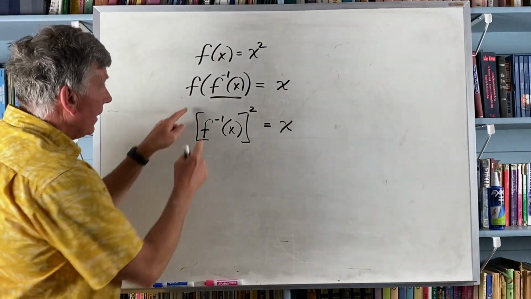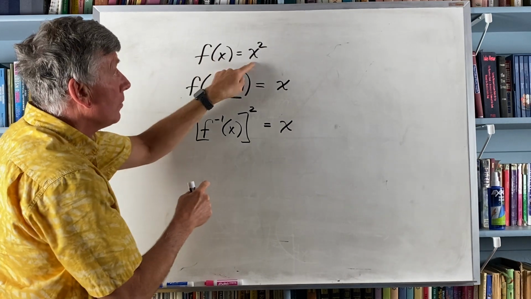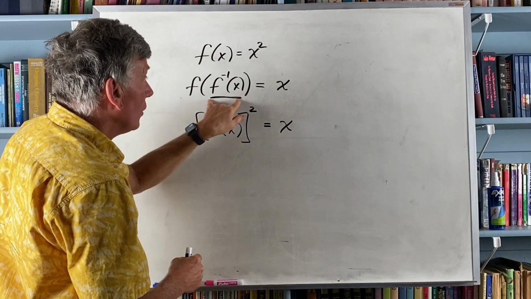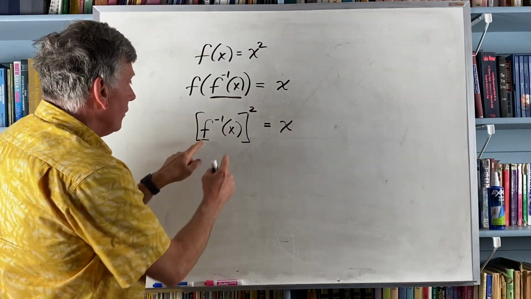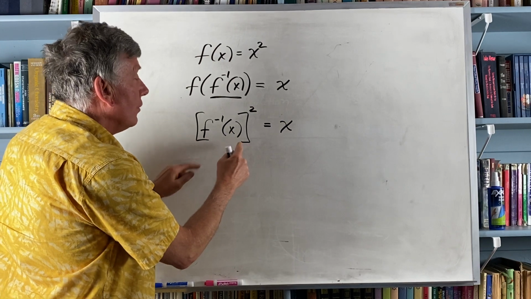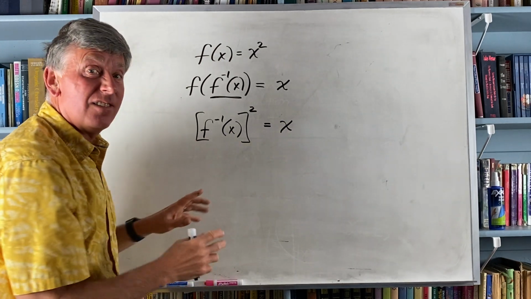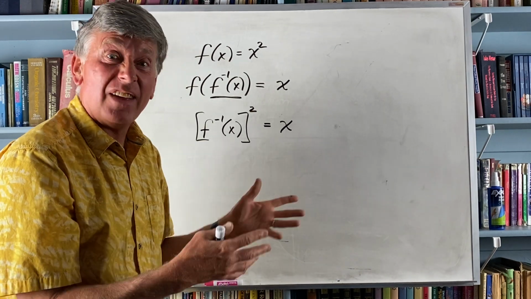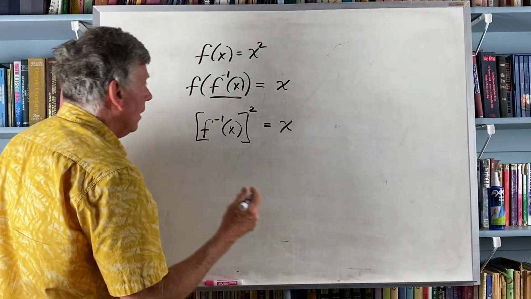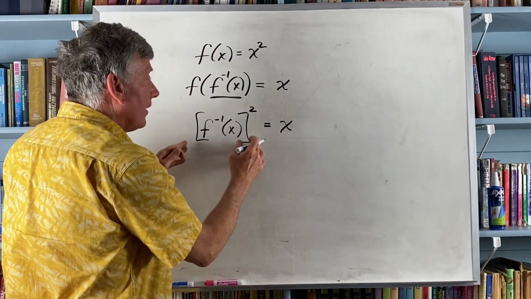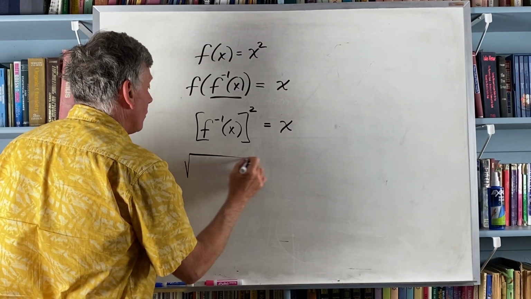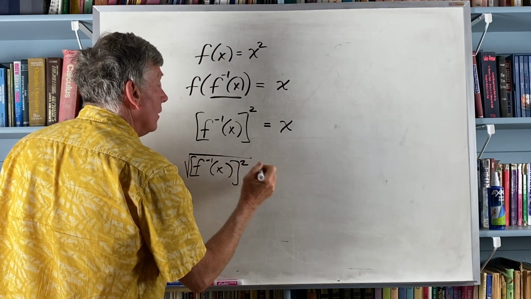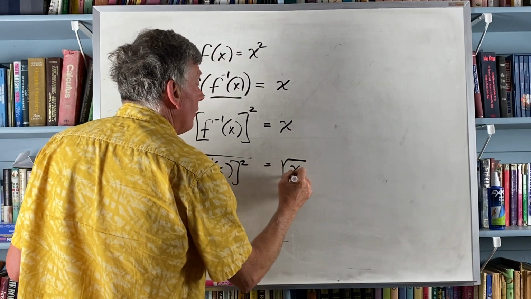So again, f tells me to square it. Whatever's in this slot gets squared. So f inverse of x is what's in the slot. I'm going to square it, and when I do that, I'm going to get x, because that's what that inverse relationship does. f of f inverse is that. Let's solve for it. Let's take the square root of both sides. The square root of f inverse of x quantity squared is equal to the square root of x.